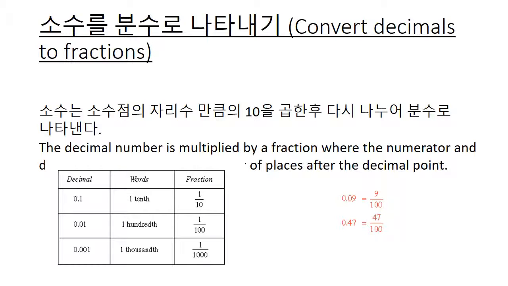Now we have another example, 0.47 as our decimal. There are, again, 2 decimal places after the decimal point, so the last digit is in the hundredths place. The 7 is in the hundredths place. So we're going to multiply 0.47 by 100 over 100, and this gets us the fraction 47 over 100.